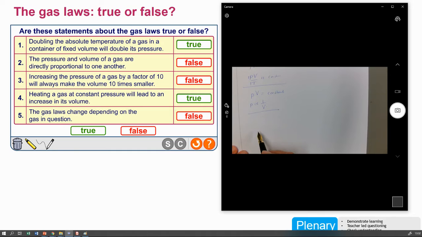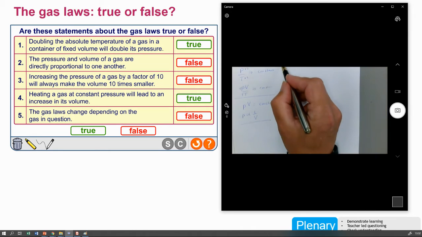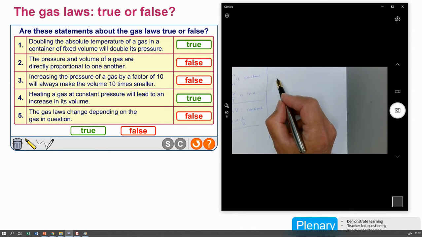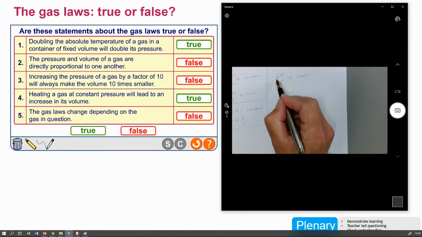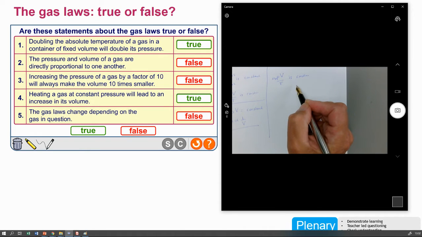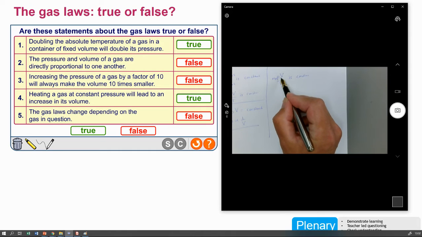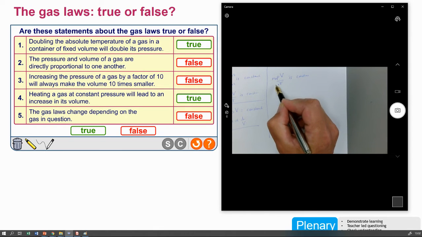Let's have a look at the third one. Increasing the pressure by a factor of 10 will always make the volume 10 times smaller. Not necessarily so, because we know that PV over T has to be a constant. So what are they saying? If we increase the pressure by 10, do we have to make the volume smaller by 10? No, because we could make the temperature bigger by 10 if we so wished. Okay, so in other words, that's false.